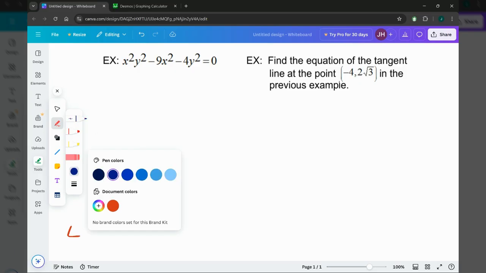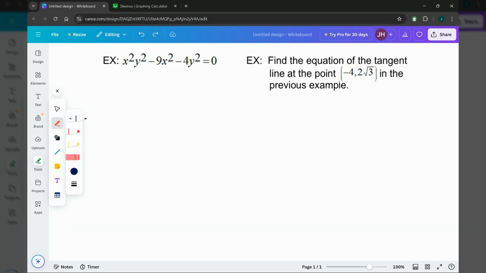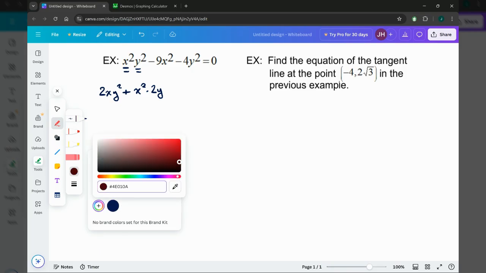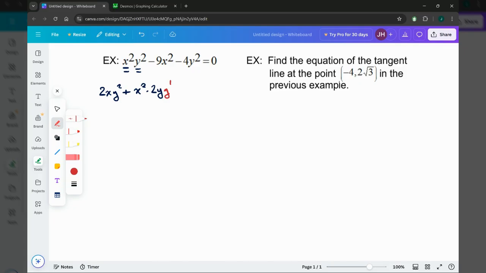And product rules, I worry about product rules all the time because I have my students get that wrong all the time. This is x squared times y squared. What's the derivative of x squared? Well, it's 2x. And I multiply that by the second part, which is y squared. Then I add x squared, and what's the derivative of y squared? Well, it's 2y. And using implicit differentiation, I've got to put y prime there.